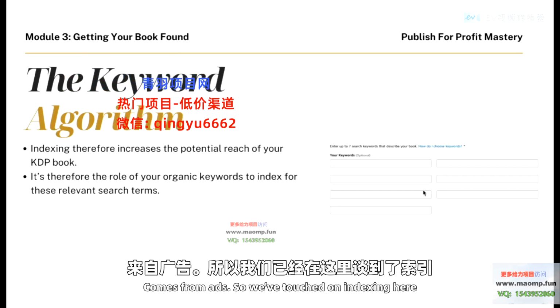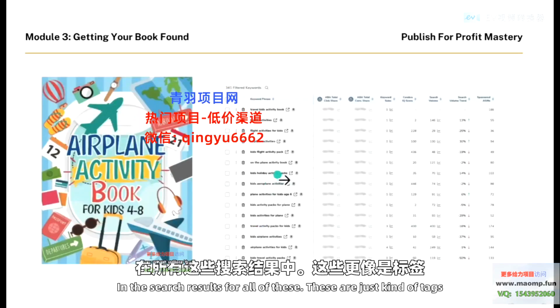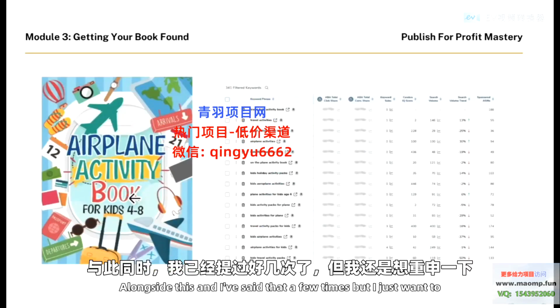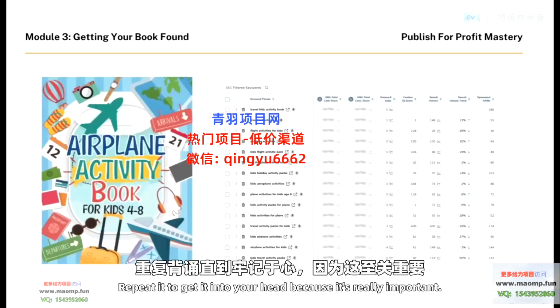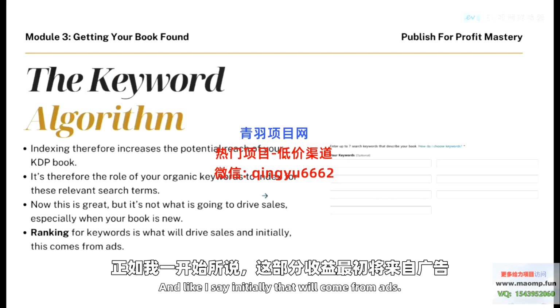So we've touched on indexing here. I've said this book isn't necessarily ranking first, second, or third in the search results for all of these. These are just tags alongside this. And I've said that a few times, but I just want to repeat it to get it into your head, because it's really, really important. Ranking for these keywords is a totally different thing. And like I say, initially, that will come from ads.